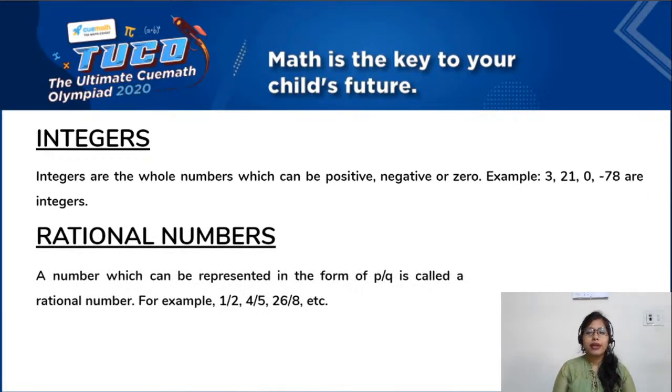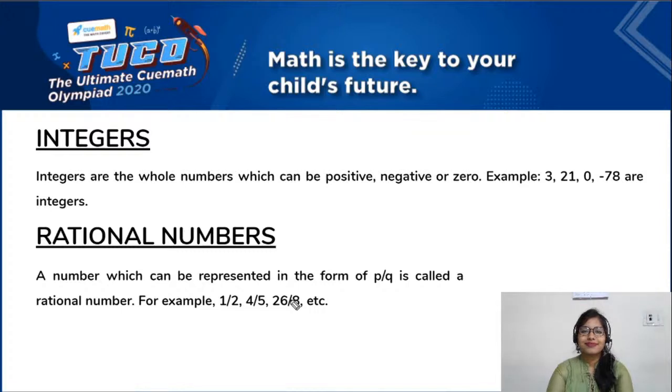A number which can be represented in the form of p upon q is called a rational number. For example, 1 over 2, 4 over 5, 26 over 8, etc. Now I have a quick question for all of you. Can I say that every integer is a rational number? Well, let's see who is going to comment on the comment section.